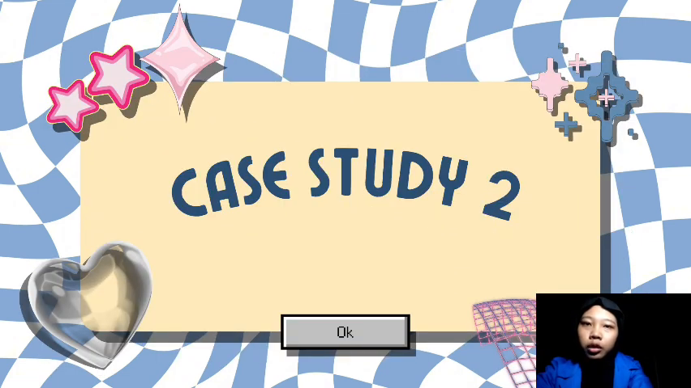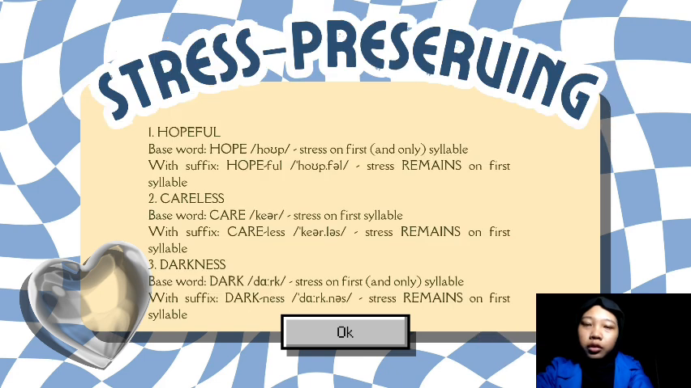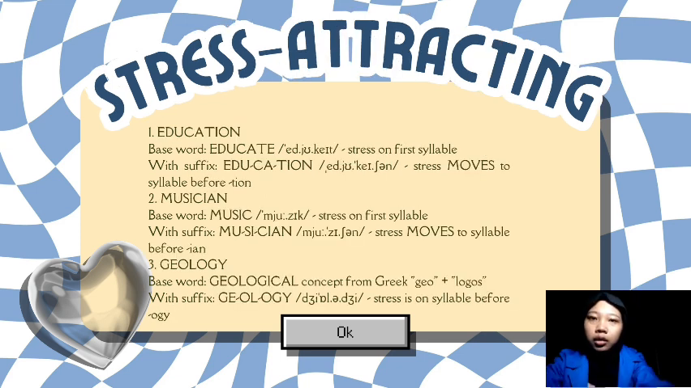Now, let's move to case study 2, which focuses on stress patterns. First is stress-neutral suffixes. In words like helpful, careless, and darkness, the stress remains on the original syllable even after adding a suffix. Next is stress-attracting suffixes. For example, education, musician, and geology. In these words, the stress moves to the syllable before the suffix, such as education, musician, and geology.